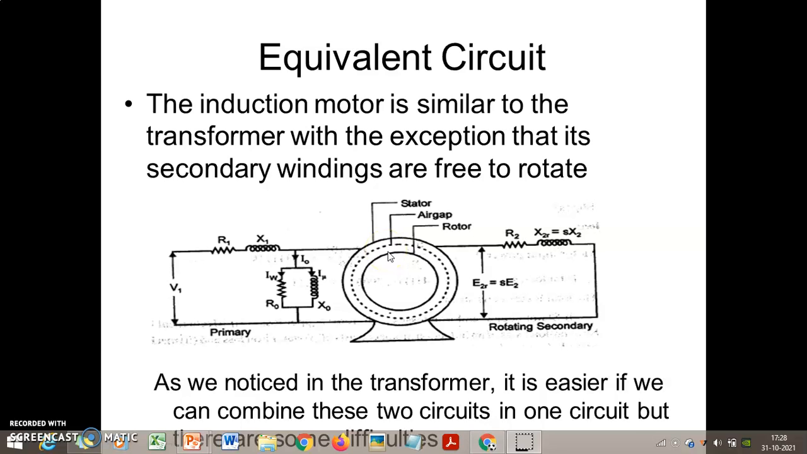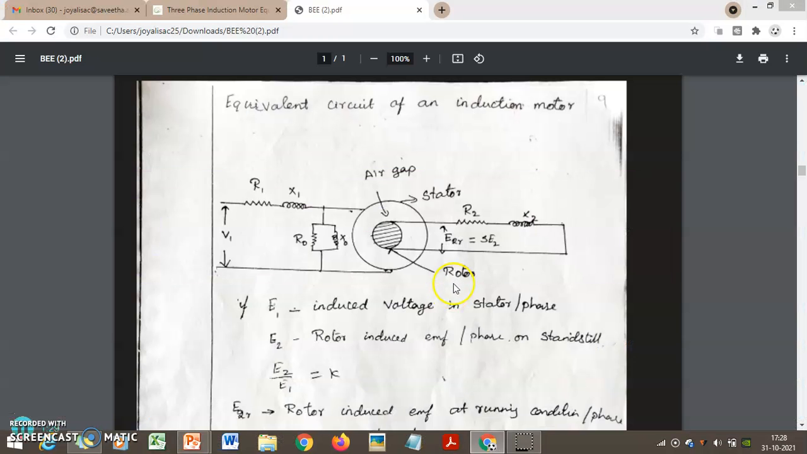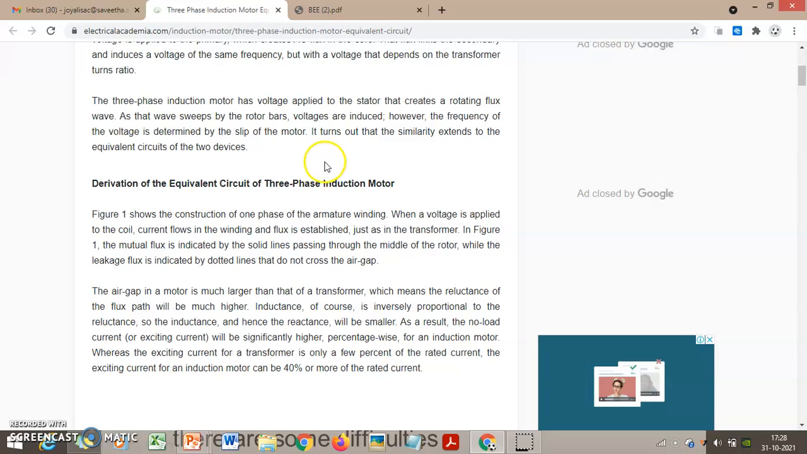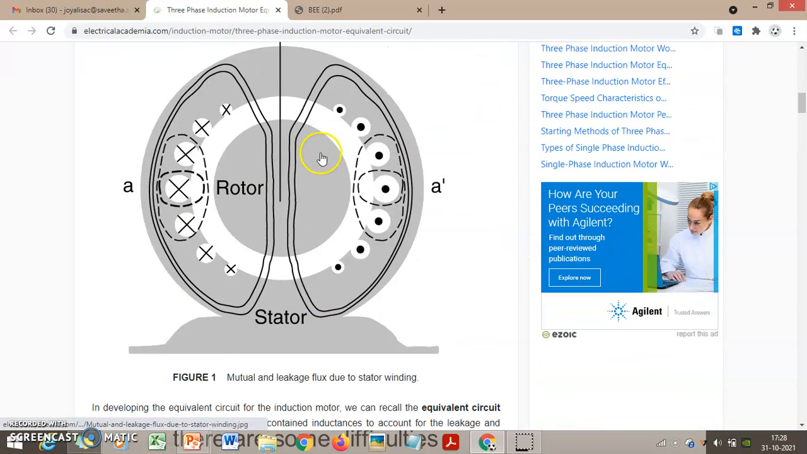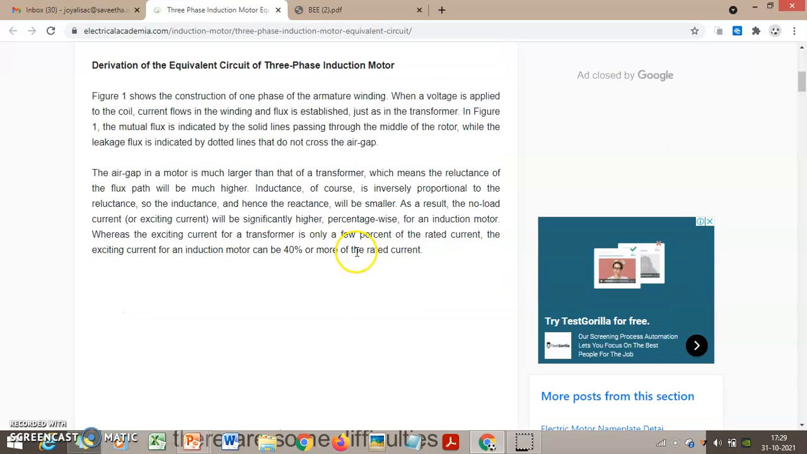Suppose we explain this with a transformer. The magnetic circuits can be included in between. So let me take you to the three-phase induction motor explanation here. This figure shows the construction of a three-phase or single-phase induction motor. When a voltage is applied to the coil, current flows in the winding and flux is established, just like a transformer. The air gap in the rotor is much larger.